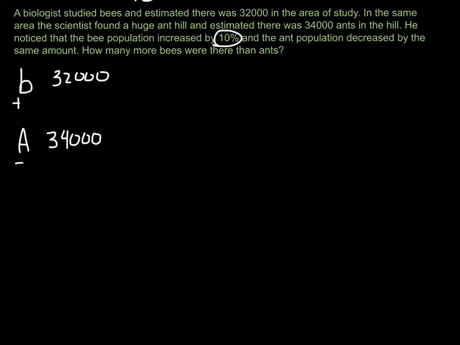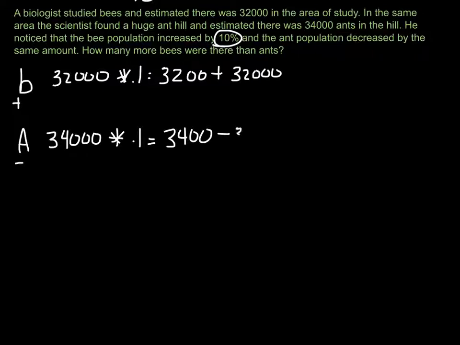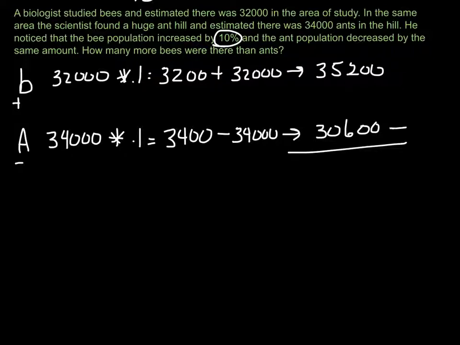They both changed by 10%, so again, we're always going to be multiplying that by a decimal. That's going to give us a new number to work with. This is going to be 3,200. This ends up to be 3,400. So again, the bees increase, so we're going to add that to it. So we're going to add to 32,000, and we subtract from 34,000 because we lost ants in that case. That's going to give us a new number here of 35,200 bees and 30,600 ants. So all we now have to do here is, because we just want to know how many more bees than ants there are, we're going to take those two and subtract them, and we end up with a total of 4,600 to be our complete answer for this one.